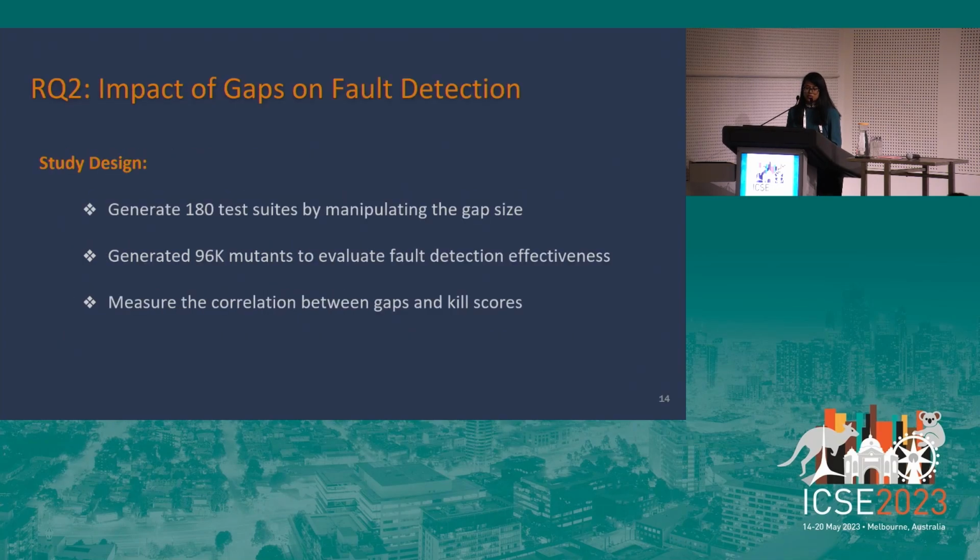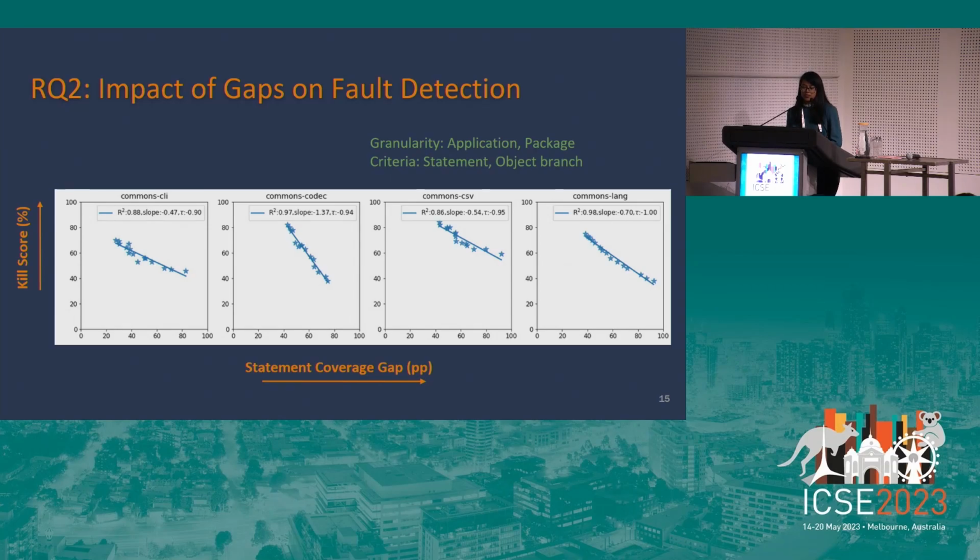Let's move on to research question 2, where we studied the impact of coverage gap on fault detection effectiveness. To do that, we systematically manipulated the test suite to vary the coverage gap, and we generated 180 test suites. We used mutation testing, which injected 96,000 mutants, and then we performed the mutation study and found the correlation between the gaps and the kill score. In the paper, you will find this experiment performed at different granularities, such as application and package level.